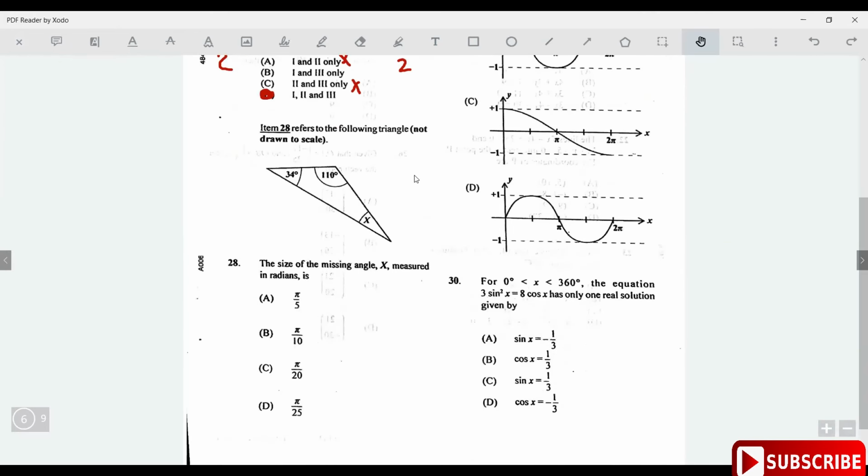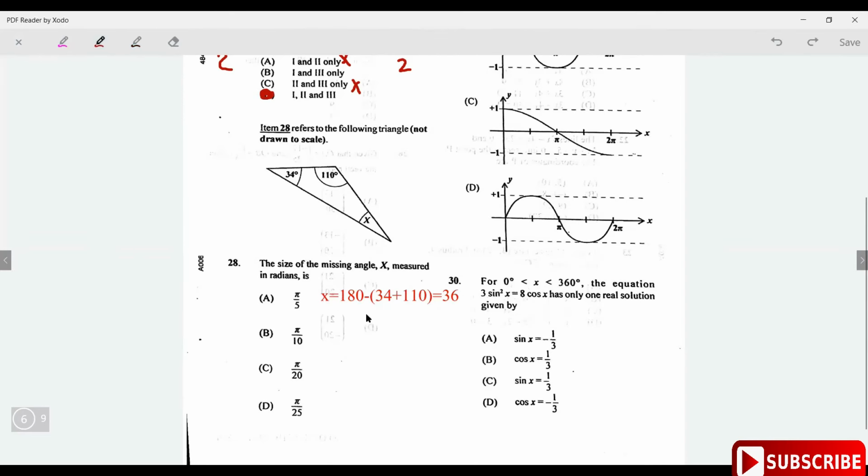Question 28. Calculate the angle x. To find angle x, it is equal to 180 minus 34 plus 110, and so you get angle x is equal to 36 degrees. But that's in degrees. We need the answer in radians, so we work out 36 divided by 180, which is equal to pi over 5. That's option A. Easy question, solved.